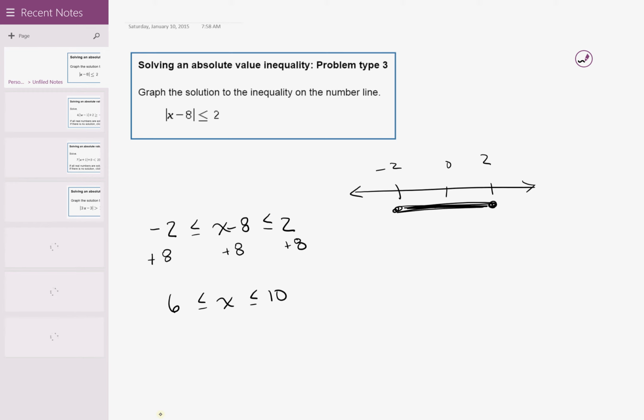And so my solution set, so this is where x minus 8 falls. My solution set of the final inequality is from 6 to 10 inclusive. And it's inclusive because of the equal to, less than or equal to. In interval notation, this would be the interval from 6 to 10, inclusive.